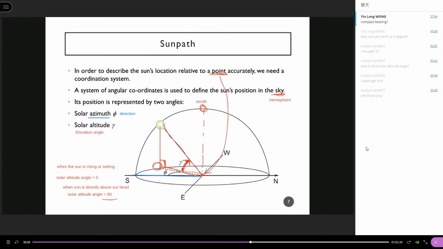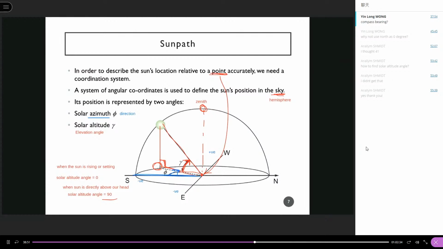In our convention, we have negative values when the sun is to the east, and when the sun is in the west, the azimuth angle will be positive. So like here, the sun is over here, and we will measure the azimuth angle from the south direction to the vertical plane containing the sun.